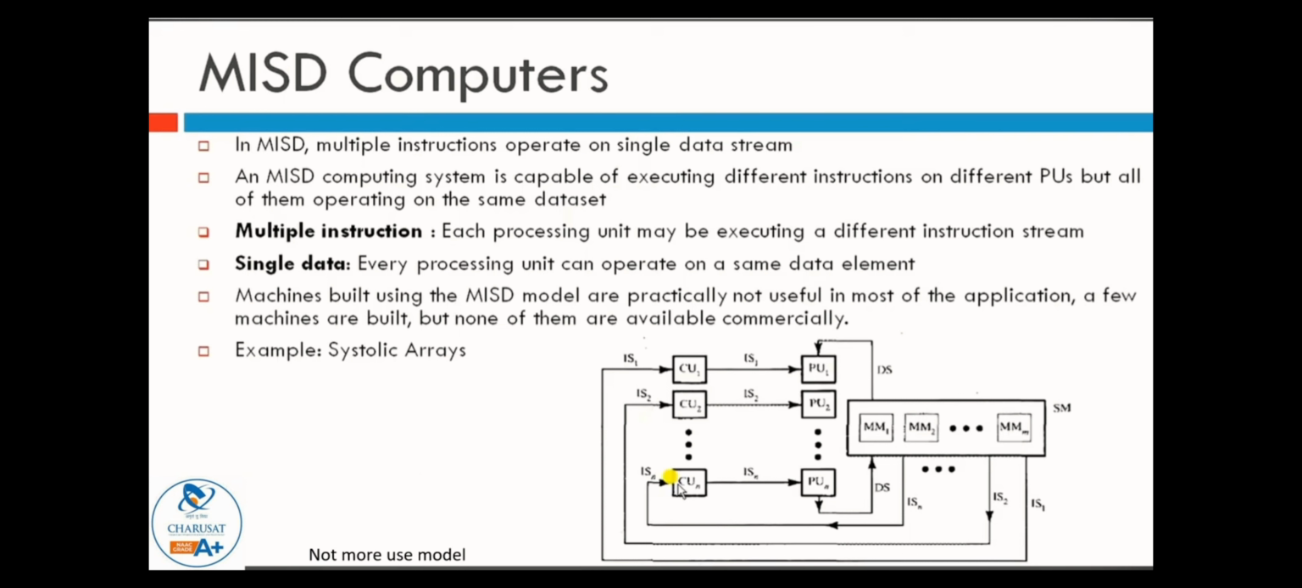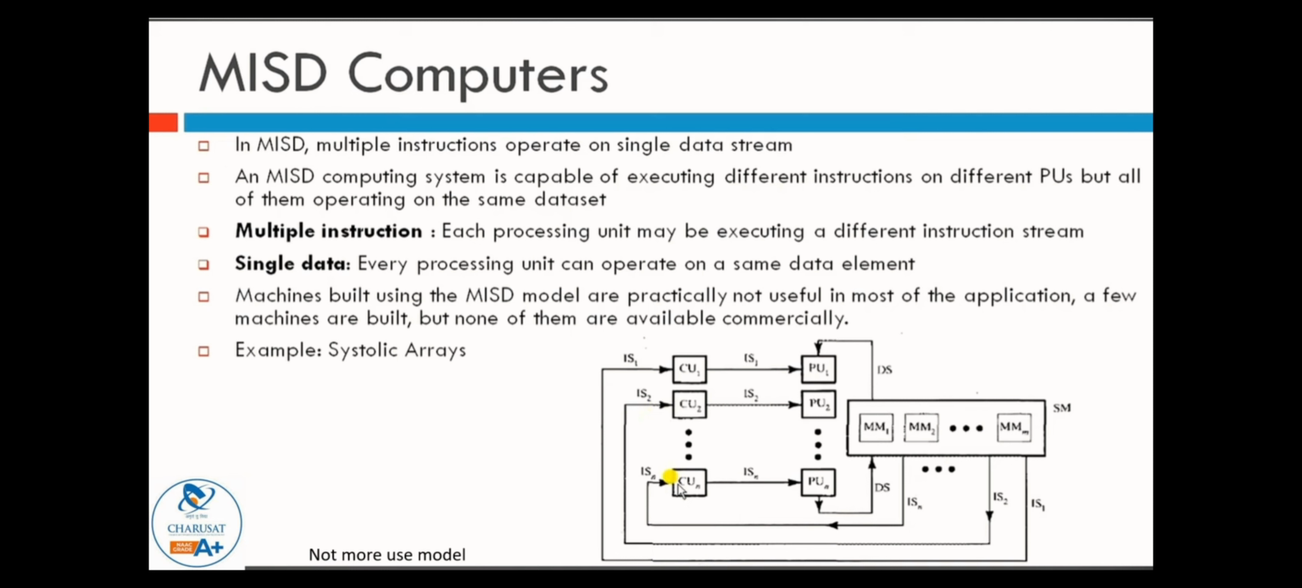In MISD, multiple instructions operate on a single data stream. An MISD computing system is capable of executing different instructions on different PUs, but all of them operating on the same data set. Multiple instruction means each processing unit may be executing a different instruction stream, and single data means every processing unit can operate on the same data element. Machines built using the MISD model are practically not useful in most applications. A few machines are built, but none of them are available commercially.